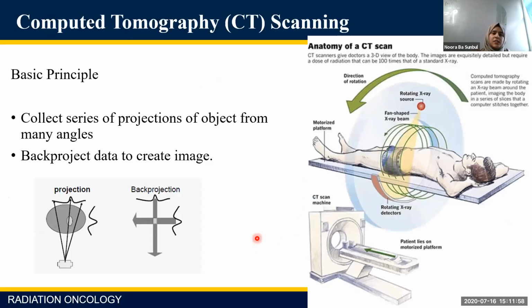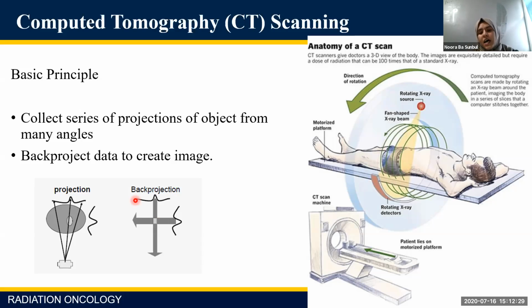So the other modality is computed tomography, and this is the most commonly used modality in radiation imaging. What it does is it collects different projections of the object from different angles, and then it back projects those collected signals to construct an image of the organ that you are interested in. So the higher the number of projections, the better the image becomes to reconstruct.